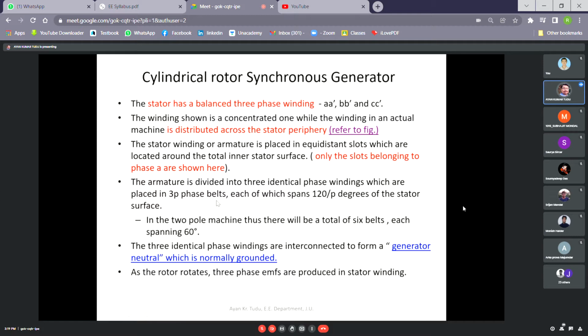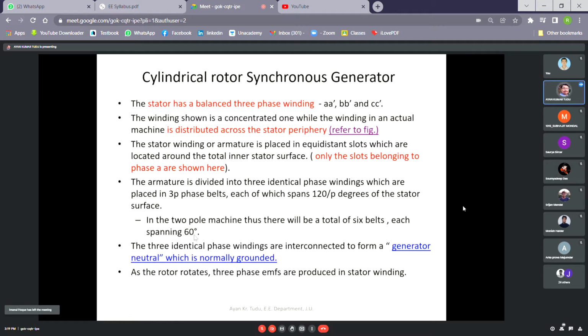You are getting the answer to your question here. The phase windings are placed in 3p phase belts, each of which spans 120 by p degrees of the stator surface. Since we are using a two pole machine, there will be a total of 6 belts, each spanning 60 degrees.